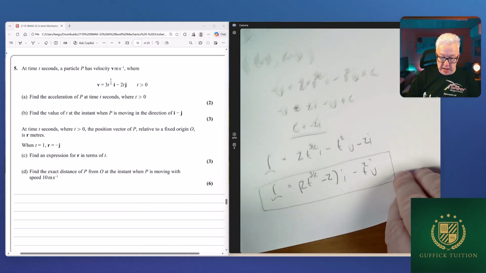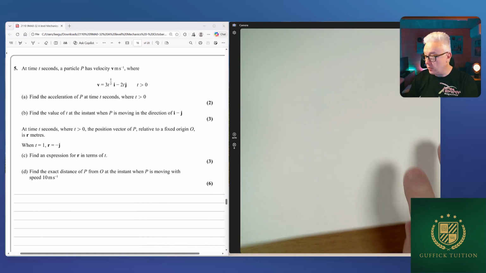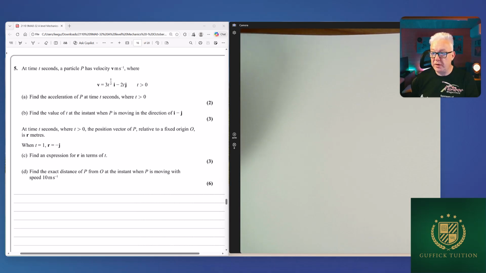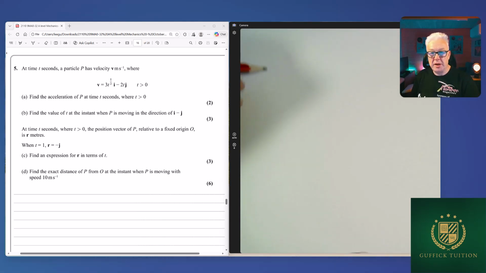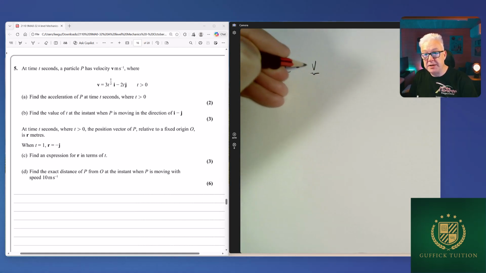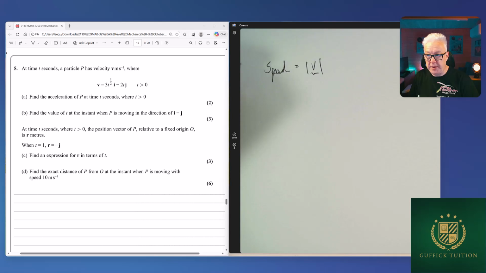Really nice. So last bit now of this question. We'd expect this to be a star kind of idea because we're at the end of the paper. It says, find the exact distance of P from O at the instant when P is moving with a speed of 10 meters per second. The first thing to notice is that speed is the magnitude of the velocity. Speed is a scalar. So we need to take the expression for the velocity, find its magnitude and put it equal to 10.